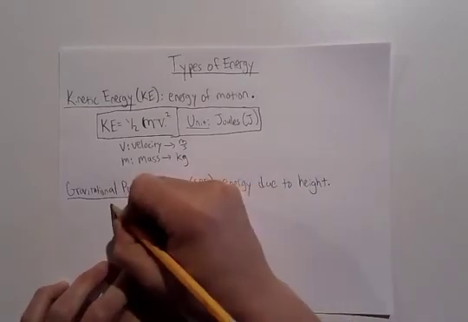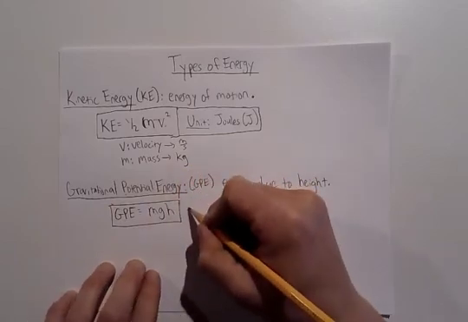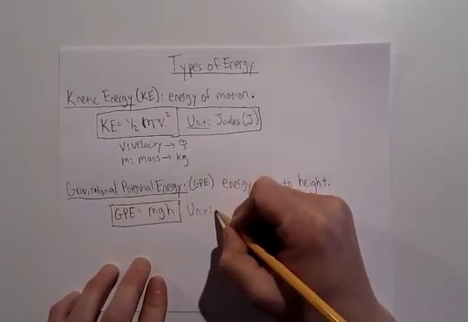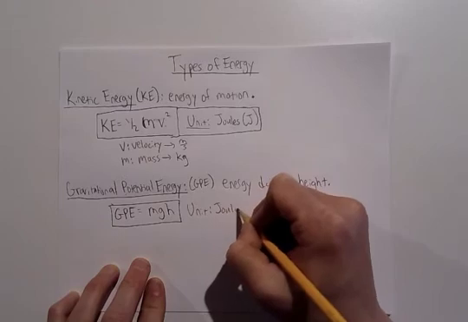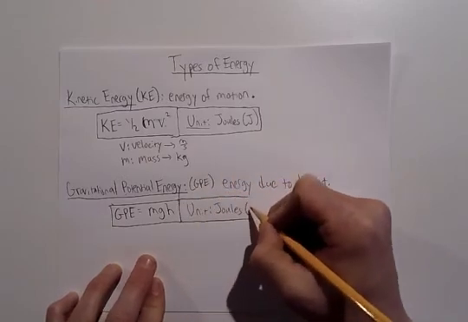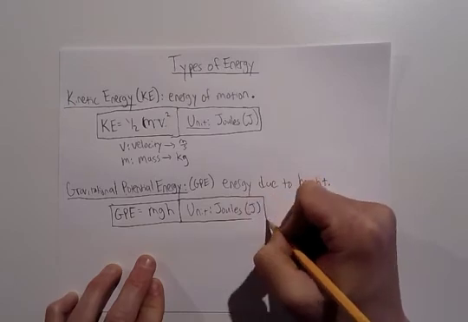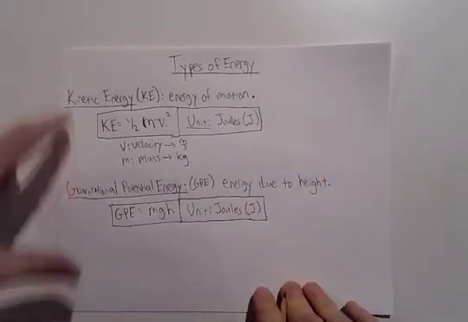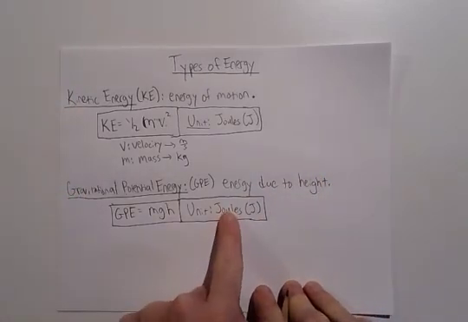No squared or anything, so it's a kind of easy formula. Again, the unit of GPE is joules, because any kind of energy is going to have the unit of joules. We only have two types of energy, so they both have the unit of joules. Alright?